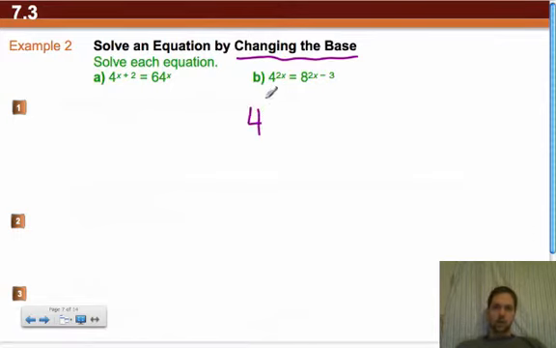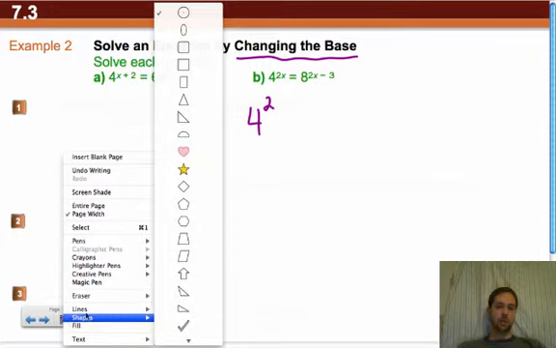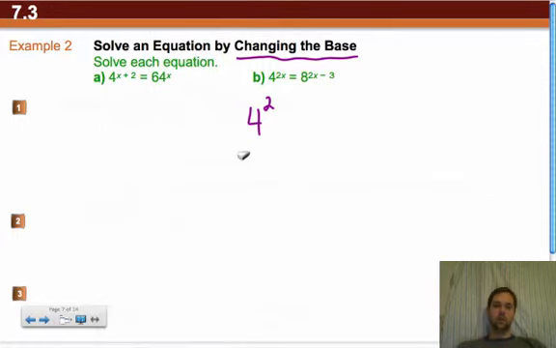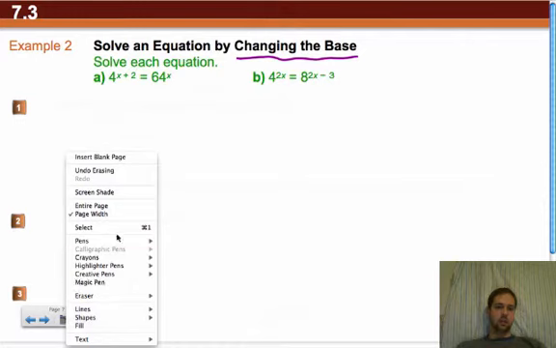So again, you're going to notice that 8 we cannot write with a base of 4, because 4 to the 1 is 4, and 4 to the 2 is 16, so we completely leapfrog 8. But we can write 4 and 8 with a base of 2. So let's give it a try.